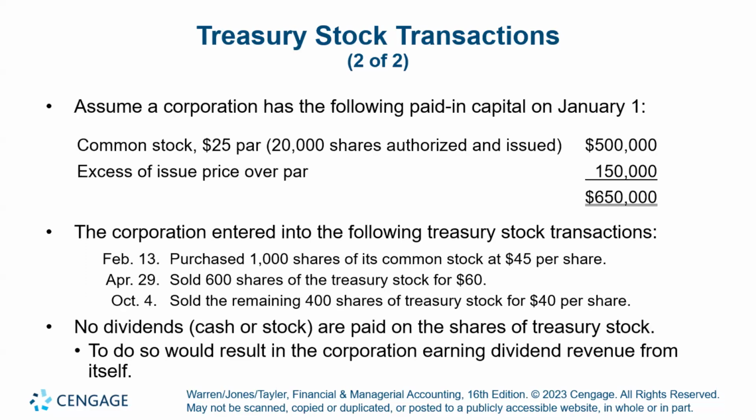So here are some transactions they do, and we'll show how to record them. On February 13th, they purchased 1,000 shares of their own common stock from the market at $45 a share. On April 29th, they sold 600 shares of their treasury stock for $60. On October 4th, they sold the remaining 400 shares of treasury stock for $40 per share.